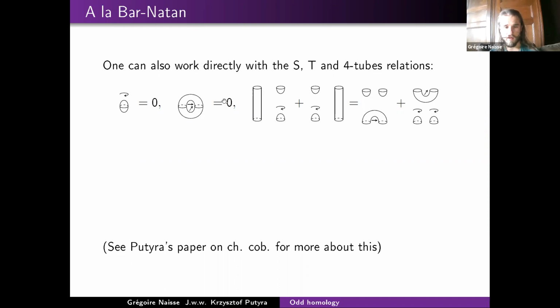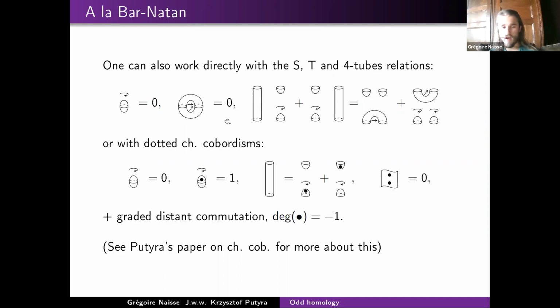Here you would expect 2 in the usual case. And you can also do something similar with dotted chronological cobordisms. Okay, and if you want to know more about this, you can look at Putyra's paper.